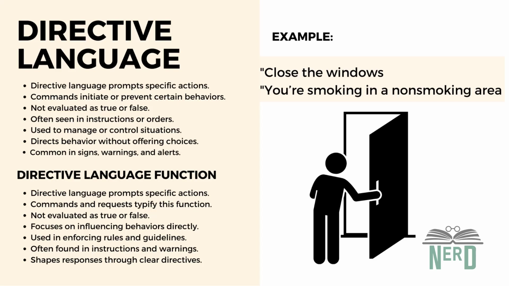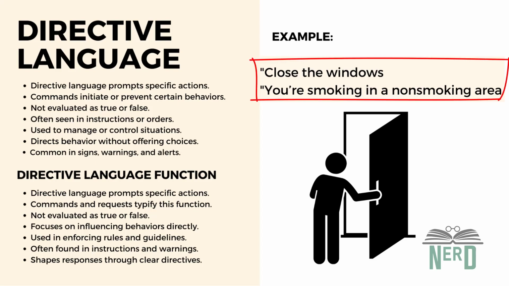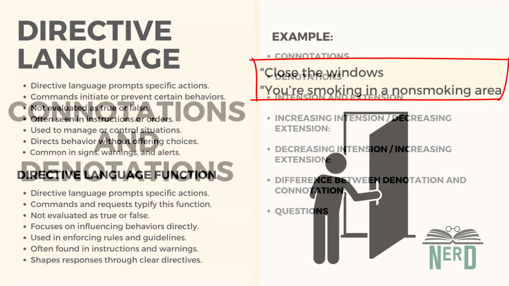Directive language function. This is when language is used to get someone to do something. Commands and requests fall into this category. Like expressive statements, these aren't really about true or false either. It's more about action, either trying to get something done or stop it from happening. For example, if someone says "close the windows," they're giving a command. Or saying "you're smoking in a non-smoking area" might sound like a fact, but it's often used to tell someone to stop smoking there.